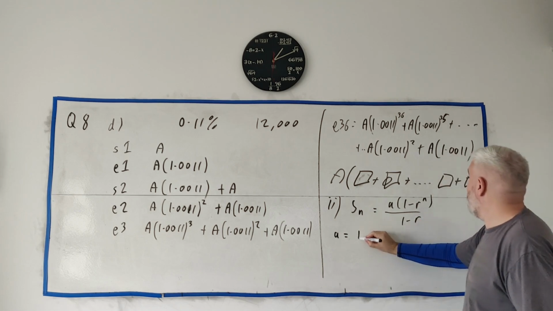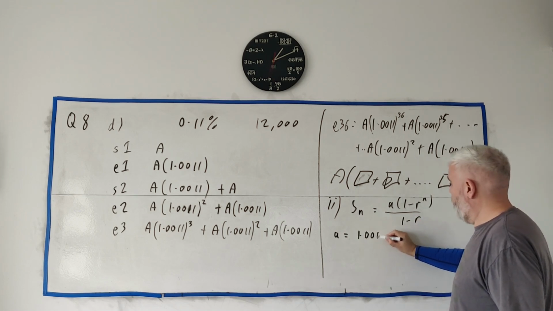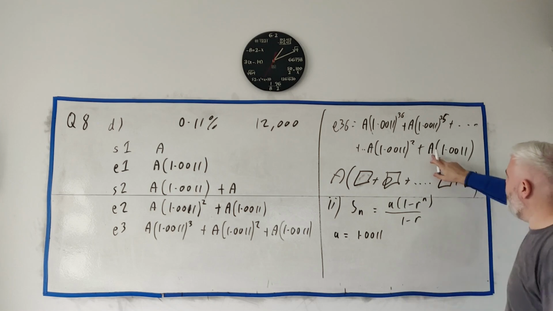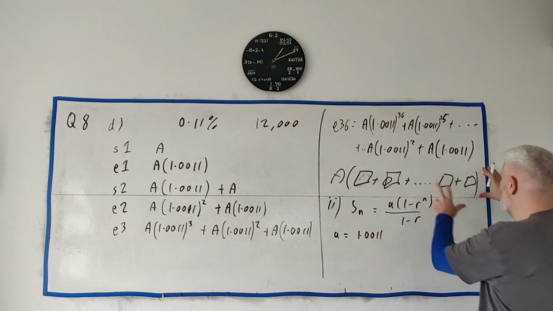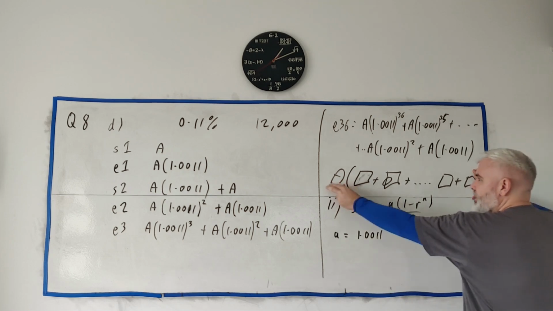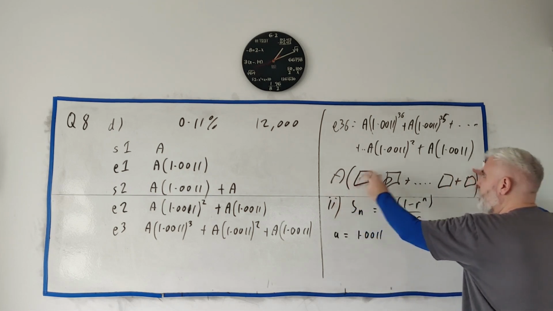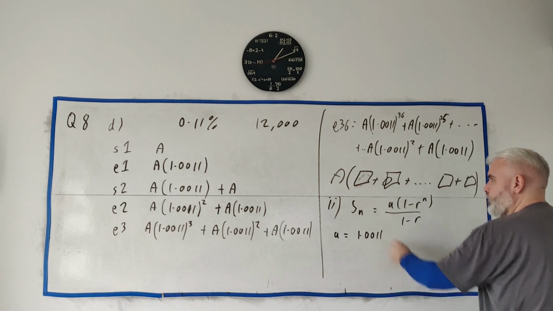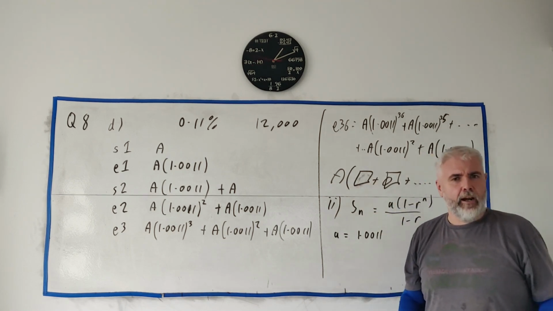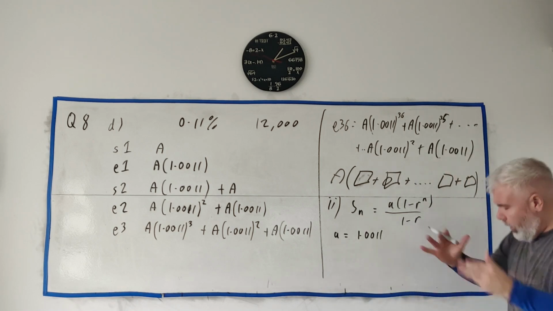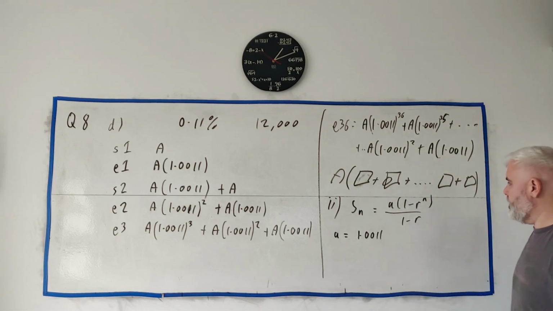So the first term is 1.0011. Or again, you could have A here as well. You could have the big A, but I'm going to use this idea. I'm going to take A out of all of them, and I'm going to write them the other way around. So the first term would just be this guy without the A. Hopefully that's clear. Yeah, honours level student, hopefully that is clear for you guys.